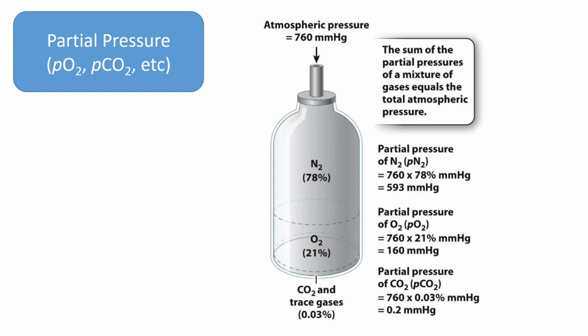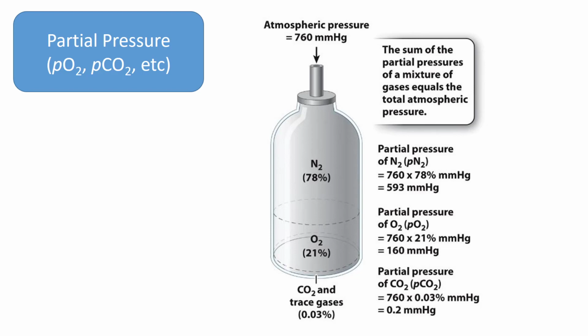When talking about the diffusion of a gas, we usually consider its partial pressure rather than its concentration. The partial pressure of a gas, noted with an italicized P in front of the chemical formula for that gas, is defined as the gas's fractional concentration relative to the other gases present, multiplied by the overall, or the atmospheric, pressure exerted on the gases. Pressure is measured in units of millimeters of mercury.